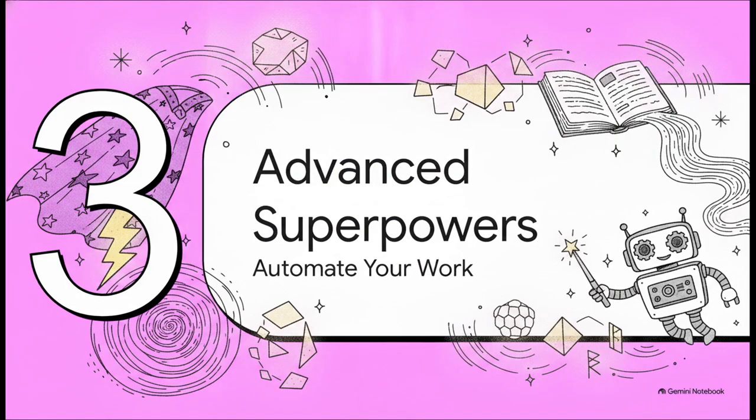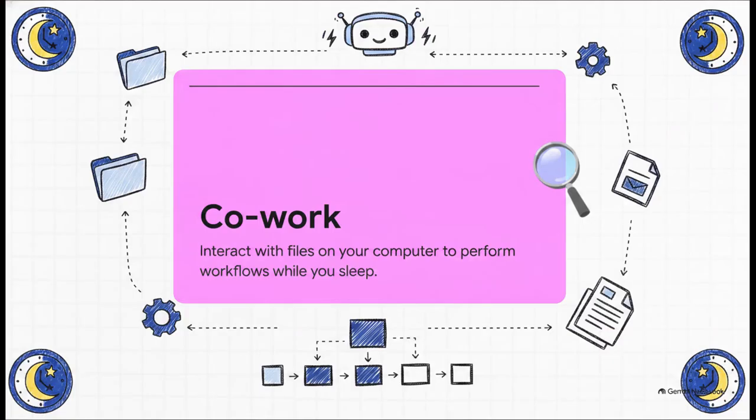All right, let's ramp things up. Phase 3, unlocking advanced superpowers. This is where Claude stops just being a helpful assistant and truly becomes a fully automated coworker. Now, what's really interesting about this slide is the concept of co-work. We aren't just talking about cloud apps anymore, folks. You can actually enable Claude to interact securely with the local files and folders on your entire computer.